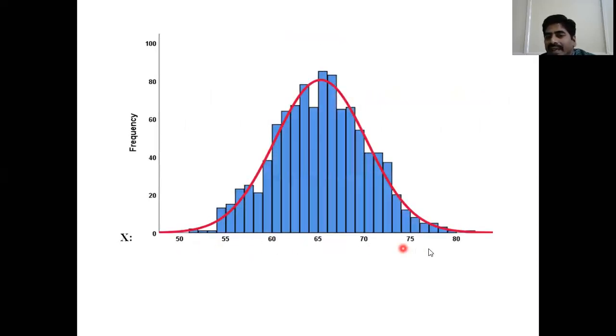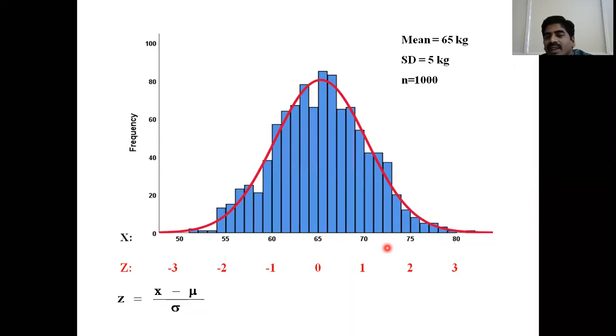See here, these are all weights. The variable is weight, the original variable x is weight, the mean is 65, located in the center, and the standard deviation is 5. First, we have to convert this normal distribution into a standard normal distribution by using the formula z equals x minus mu divided by sigma, that is, x minus mean divided by standard deviation. We will see how it converts from x to z.